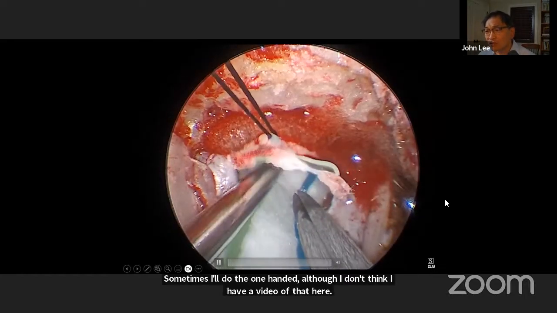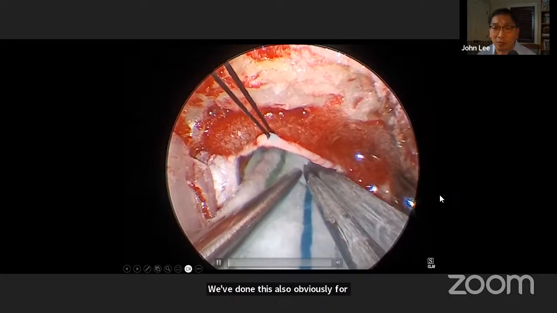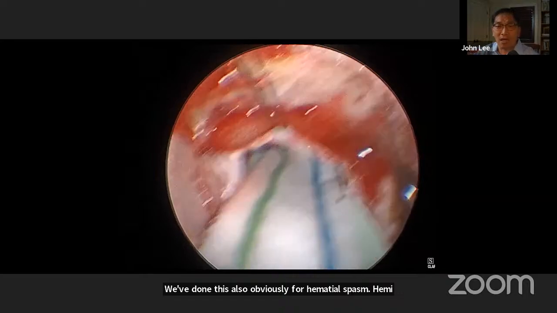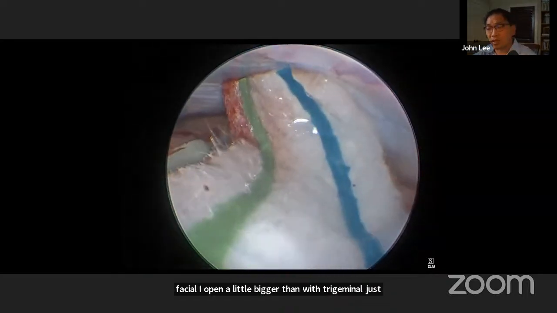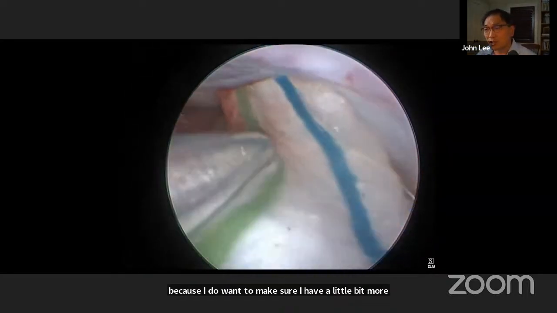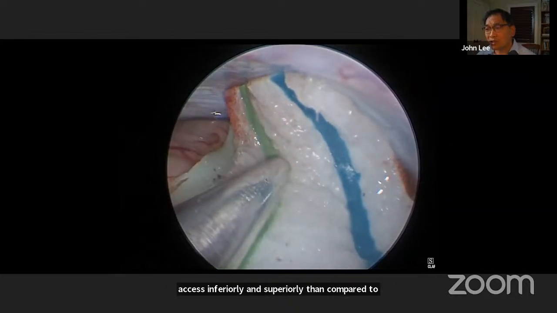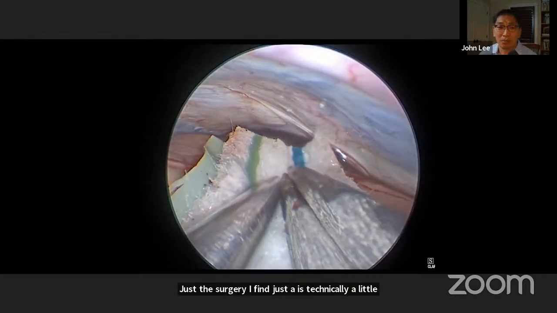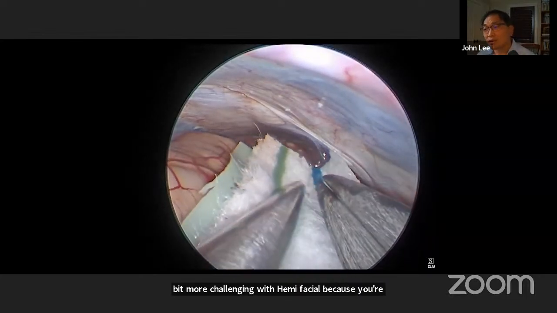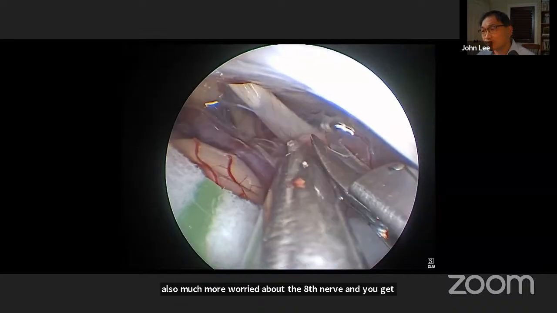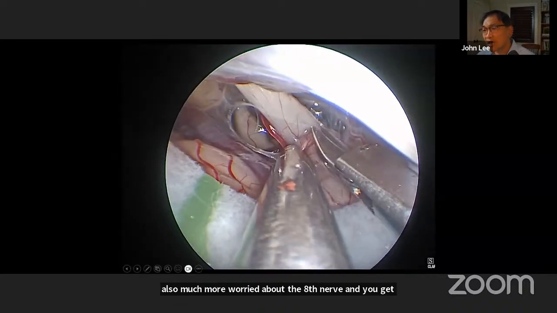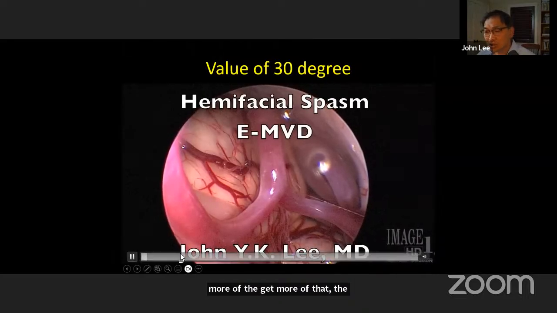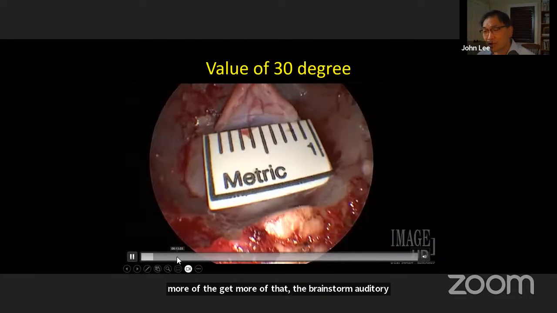We've done this also, obviously, for hemifacial spasm. For hemifacial, I open a little bigger than with trigeminal, just because I do want to make sure I have a little bit more access inferiorly and superiorly than compared to trigeminal. The surgery, I find, is technically a little bit more challenging with hemifacial, because you're also much more worried about the eighth nerve, and you get more of the brainstem auditory evoked response changes. So here's another hemifacial view. This is the 30-degree looking in.